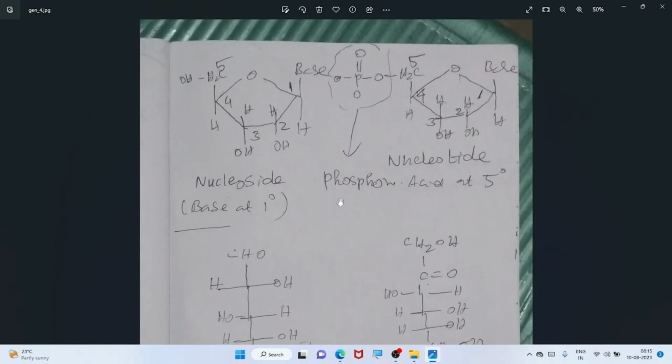So what is a nucleoside and a nucleotide? If you connect a base at the one position, then it is called a nucleoside. If you connect a phosphoric acid at number 5, that is 1, 2, 3, 4, 5, here phosphoric acid is connected, then it is a nucleotide, phosphoric acid at number 5.